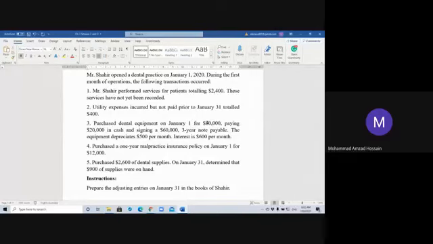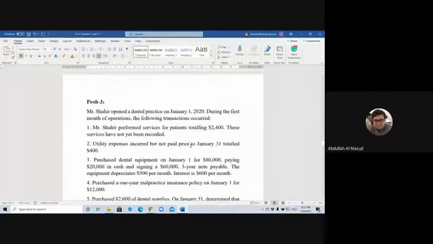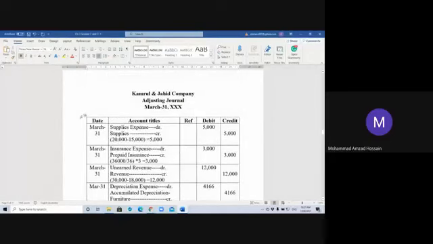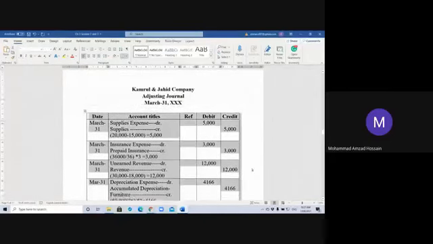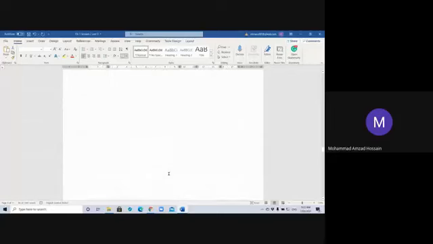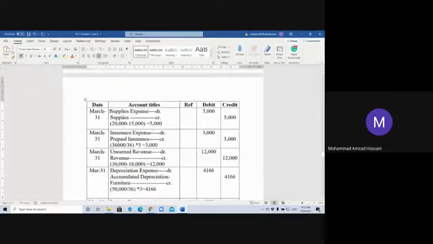Are you done, student? Yes, sir. Okay. So I'm copying this table. Just paste it over there for the sake of convenience.